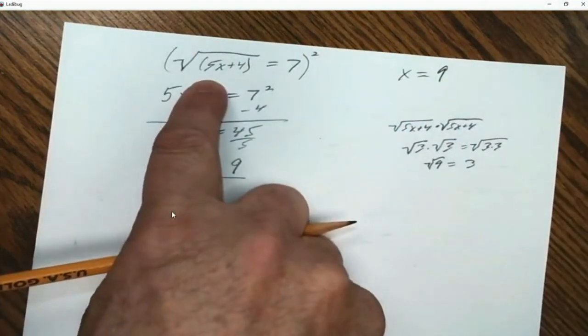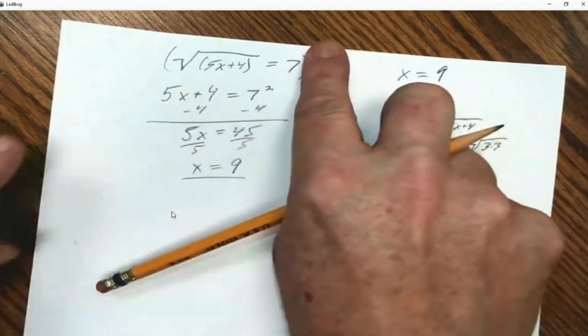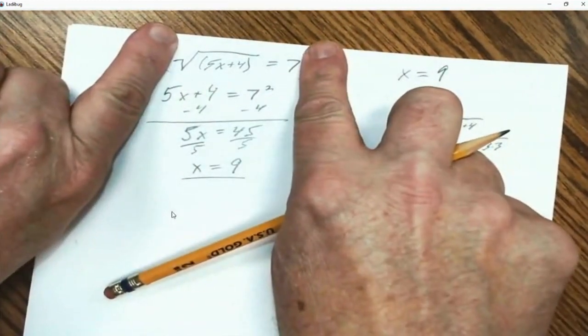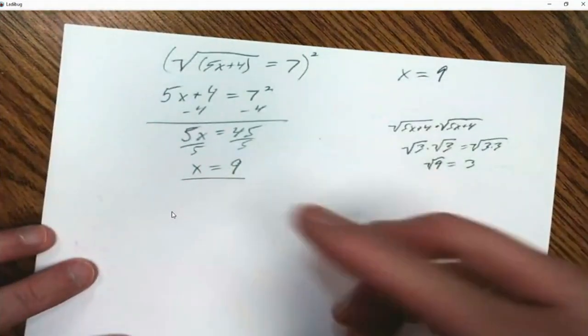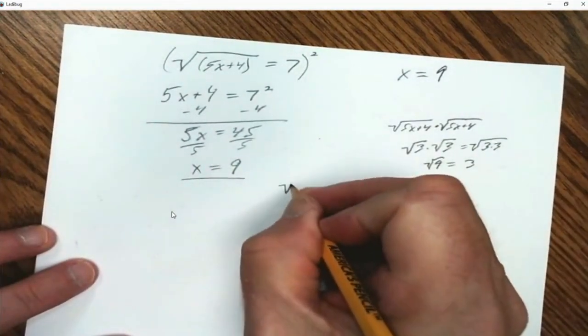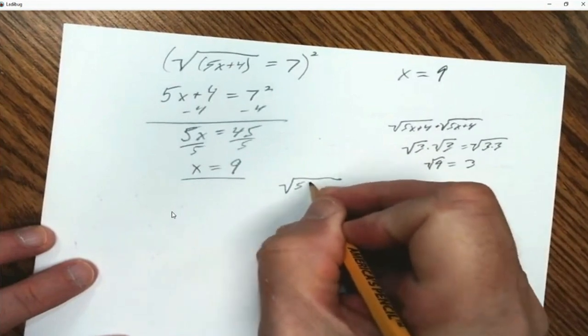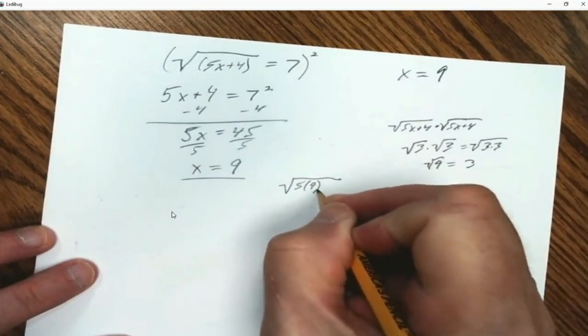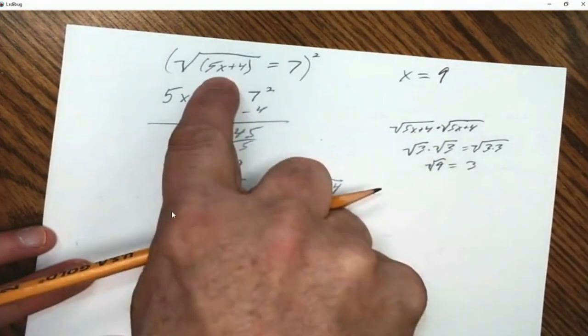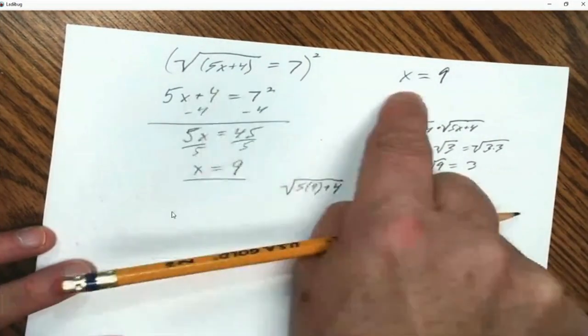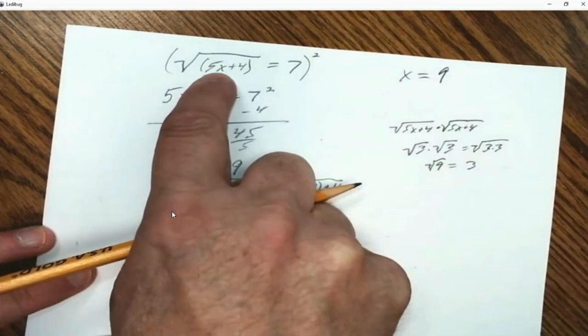So we started off with this really nasty looking thing, the square root of 5x plus 4 equals 7. We got 9 as an answer, so let's test that. 5 times 9 plus 4. All right, because we're just substituting our solution. Our solution is 9, so that means we should be able to put a 9 in there.